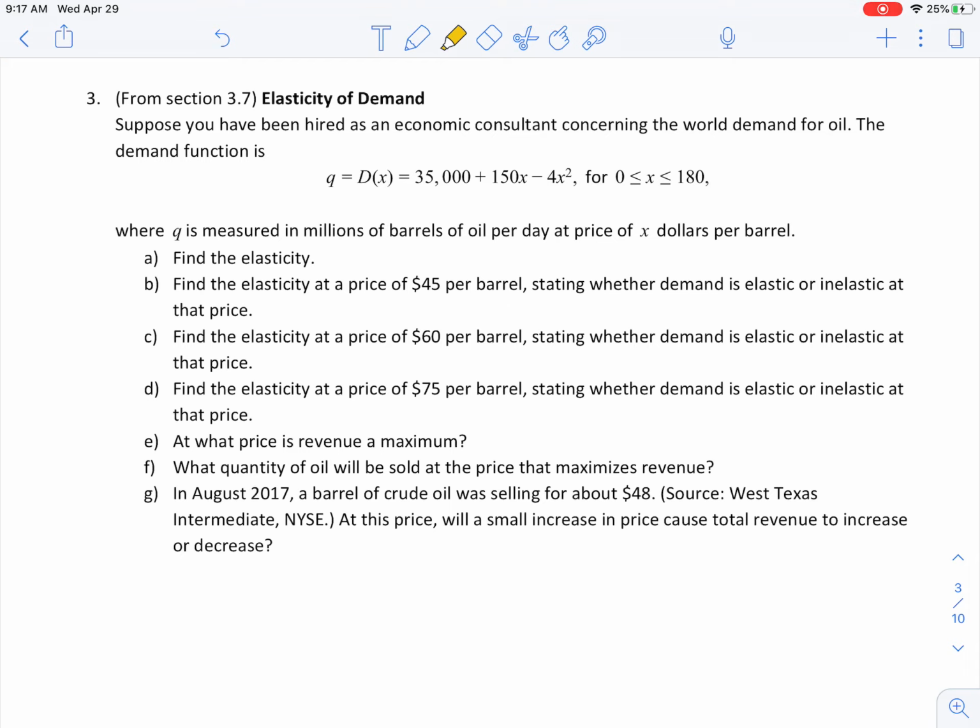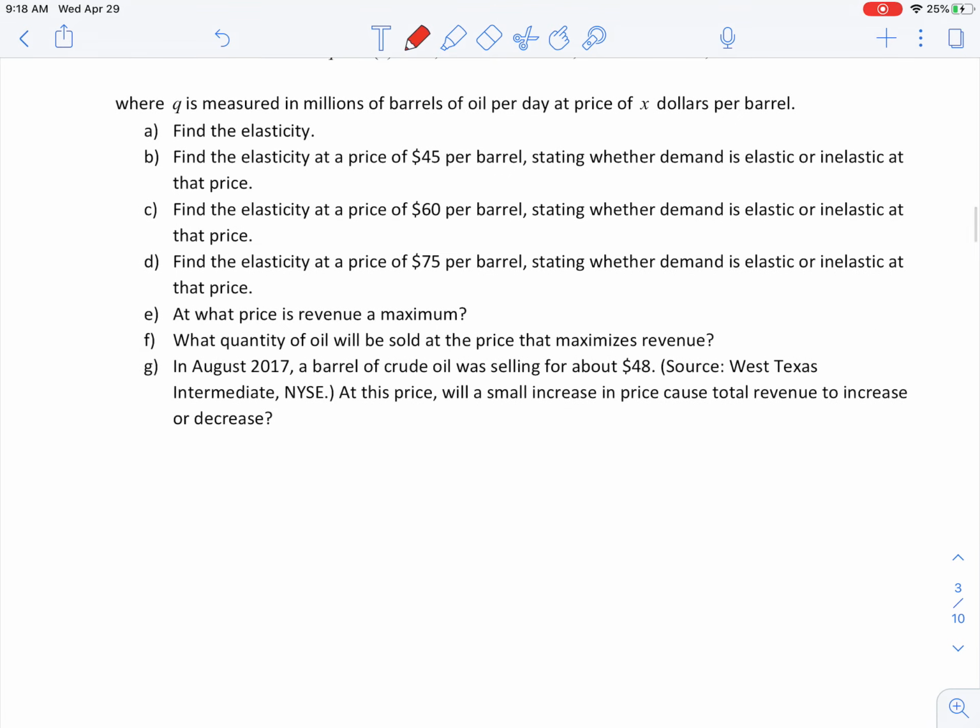Suppose you have been hired as an economic consultant concerning the world's demand for oil. The demand function is Q equals D of x equals 35,000 plus 150x minus 4x squared, for x between 0 and 180 inclusive. What does x stand for? Let's read: where Q is measured in millions of barrels of oil per day at a price of x dollars per barrel. So this demand function is a function of the price of x dollars per barrel, and it gives us the demand measured in millions of barrels of oil per day.